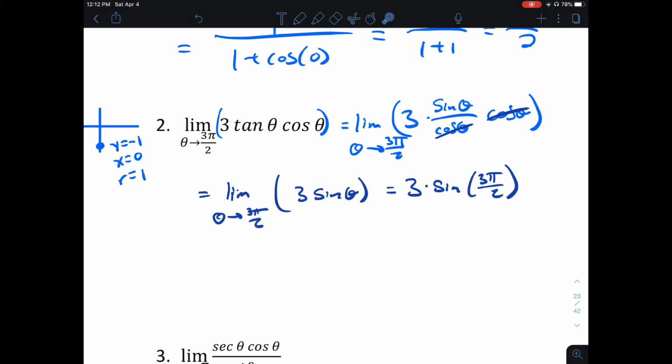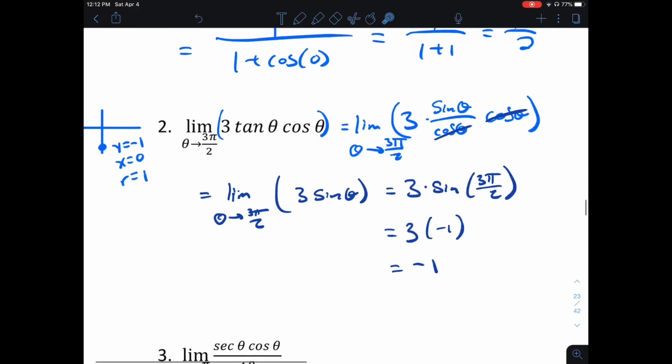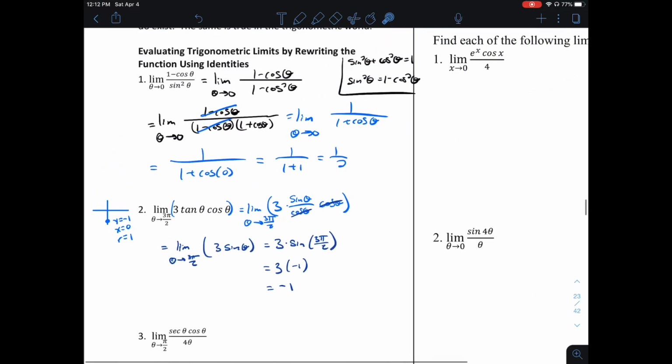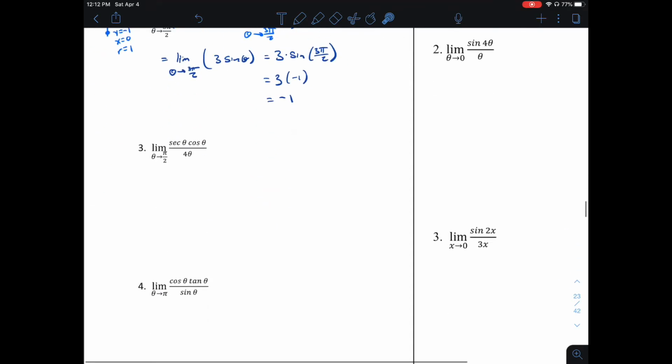Sine is y over r. That's going to make this -1. 3 times -1 is -3. So this limit is -3. We couldn't use direct substitution because there was a hole in the graph. We canceled out the cosines. And the same thing happened on the previous one. We couldn't use direct substitution because there was a hole in the graph.